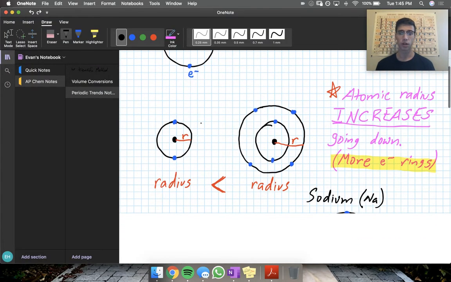So compare the radius of this atom with just one ring of electrons to the radius of this atom with two rings of electrons. Obviously the radius of the atom with more rings is going to be a greater radius. So it makes sense that as we go down the periodic table, atomic radius increases because we're getting more rings, we're getting more shells of electrons.